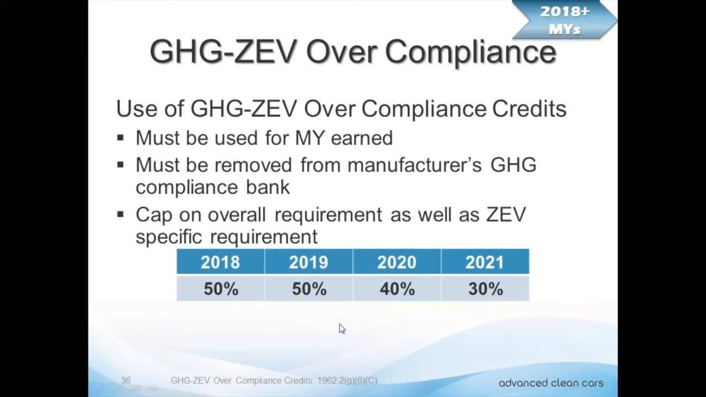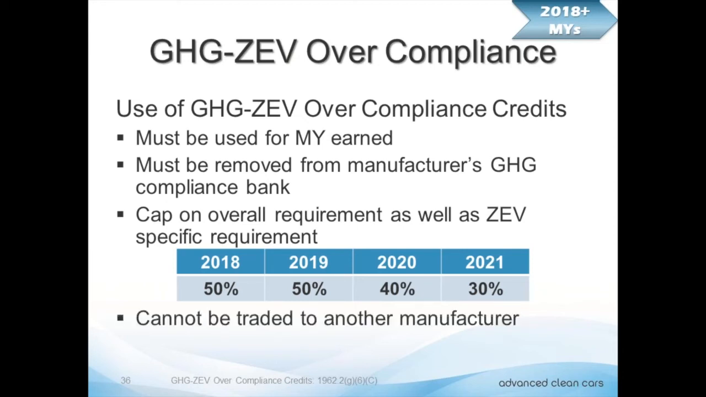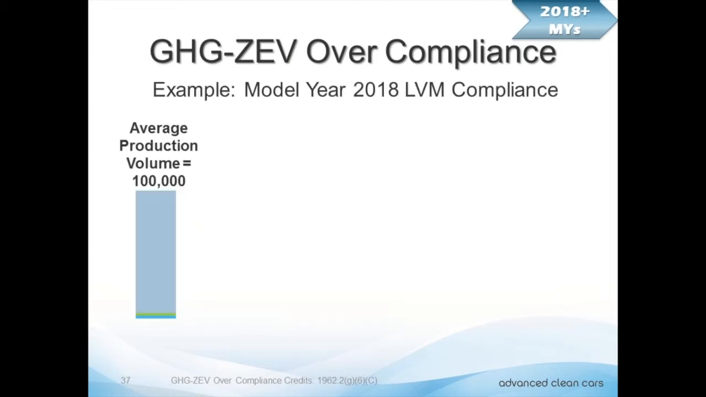The manufacturer may only use these credits to meet the portion of its overall requirement as is listed in the table. These caps are on the percentage of a manufacturer's total ZEV requirement and the percentage of a manufacturer's minimum ZEV floor that may be met with GHG ZEV overcompliance credits. These credits cannot be traded to another manufacturer for compliance. Let's take a look at how this credit cap works in a little more detail.